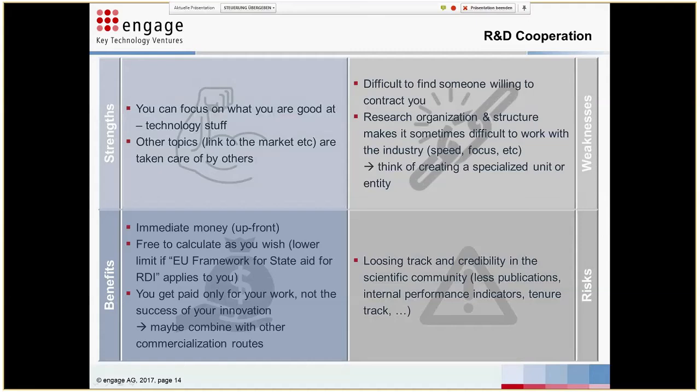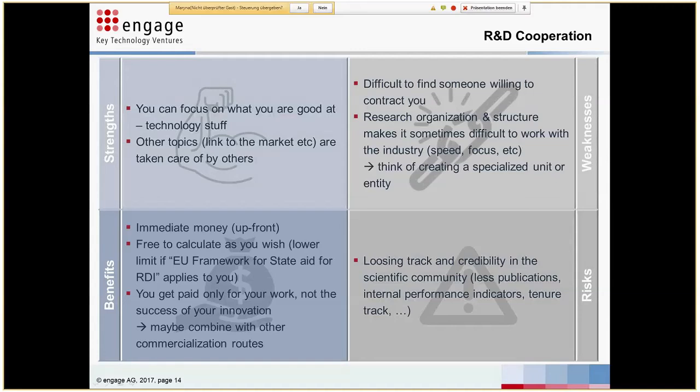The benefits are actually quite good. You will get immediate money, because typically this kind of stuff needs to get paid up front. You will get the money and then you start, or you get part of the money and then you start. You're also quite free to calculate as you wish. Unless you are in the EU, then you have to consider some rules determining the lower limits of your price. On the other hand, you get only paid for your work. You will not get a share of the commercial success of your innovation. So it might be interesting to combine this with, for example, licensing your IP with a variable component.